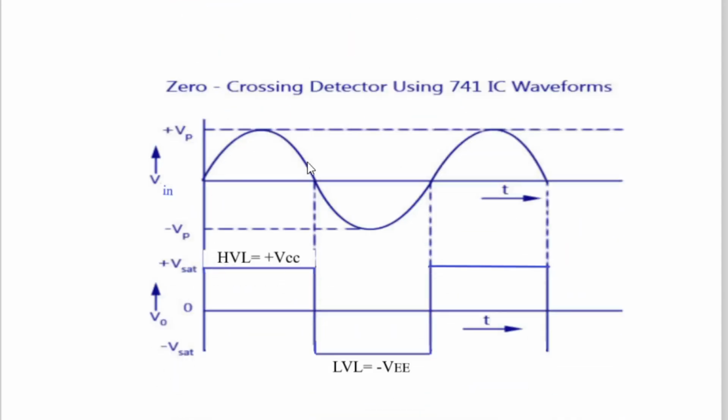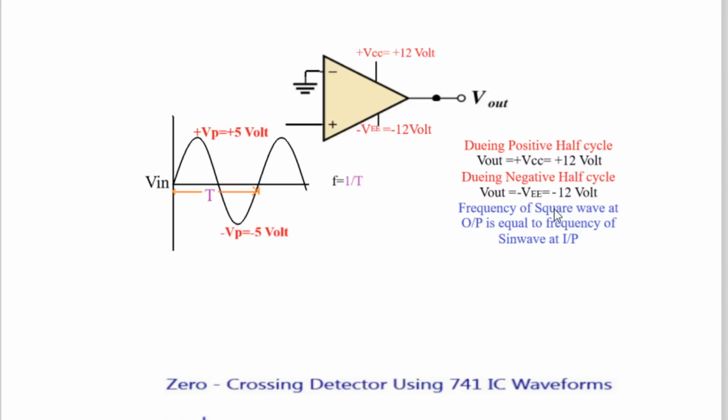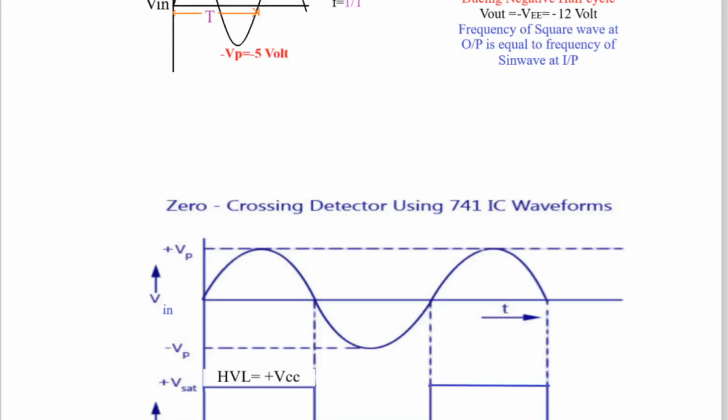During the positive half cycle, the output is in HVL, because the voltage at the non-inverting pin is greater than at the inverting pin, and during the negative half cycle, the output is in LVL. In this way, the same thing happens again. The frequency of the square wave at the output is equal to the frequency of the sine wave at the input.